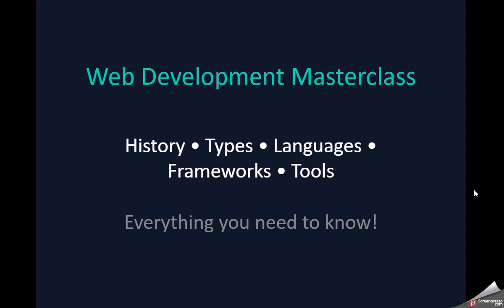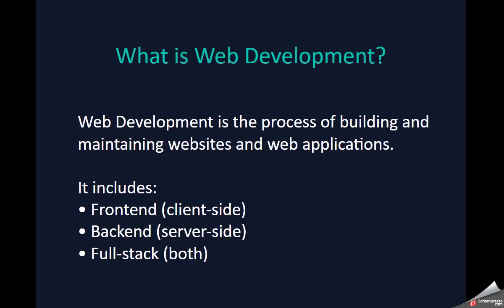So we're going to begin with what is web development. Web development is the process of building and maintaining websites and web applications. It includes the front end, which is the client side, the back end, which is the server side, and then the full stack, which is the combination of the front end and the back end.